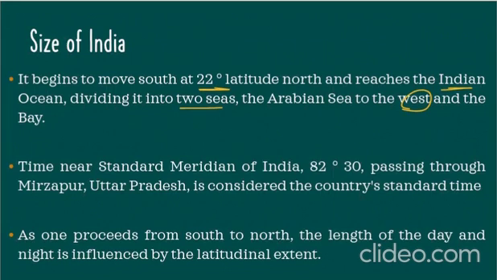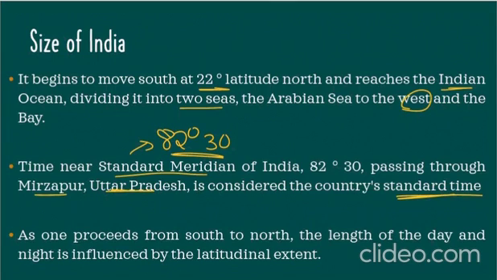Now, time meridian. What is the standard meridian of India? It is 82 degrees 30 minutes, that is the standard meridian of India for the timing. It passes through Mirzapur, which is in Uttar Pradesh, and it is considered as India's standard time. Every country has its own standard time as per the meridian, correct? So in India, the standard meridian is 82 degrees 30 minutes, and it passes through Uttar Pradesh, specifically through Mirzapur.